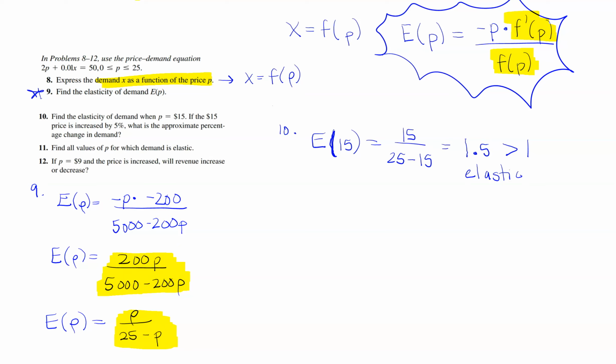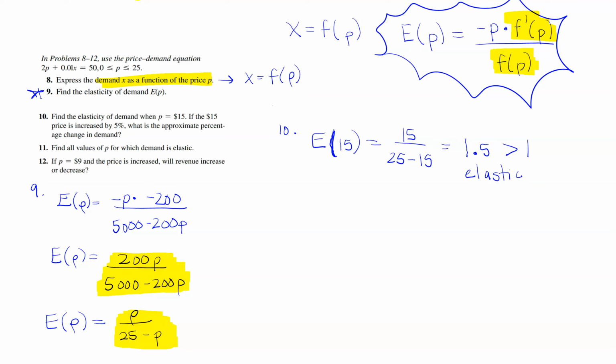It says, if that $15 price is increased by 5%, what is the approximate percent change in demand? Okay, so we're just going to assume that price and demand are changing in opposite directions. So here my price is increasing, so I'm going to assume demand is going to decrease. Now, since it's an elastic situation, if the price increases 5%, demand is going to decrease by more than 5%.